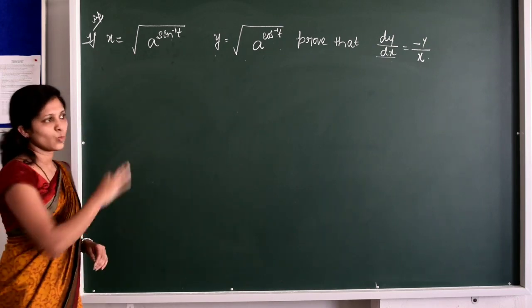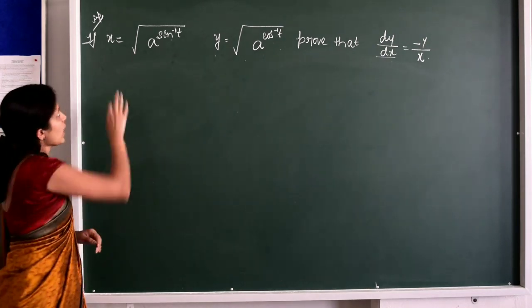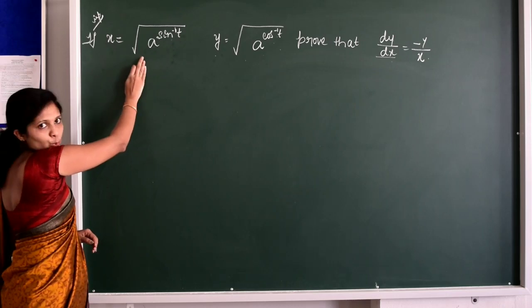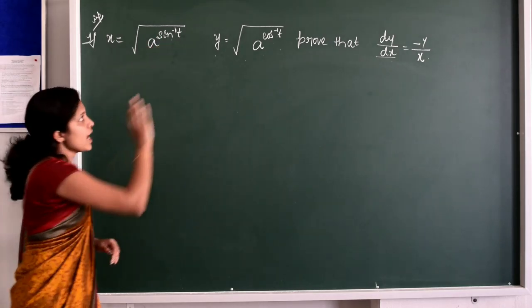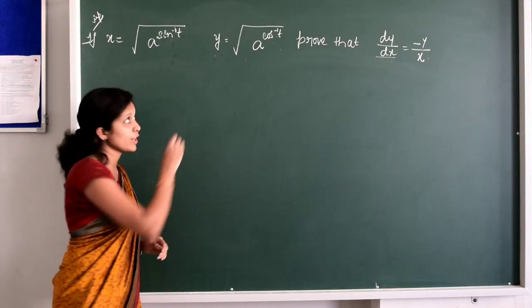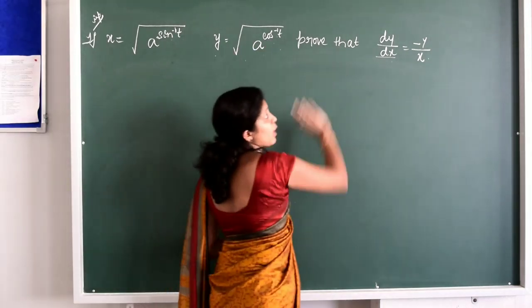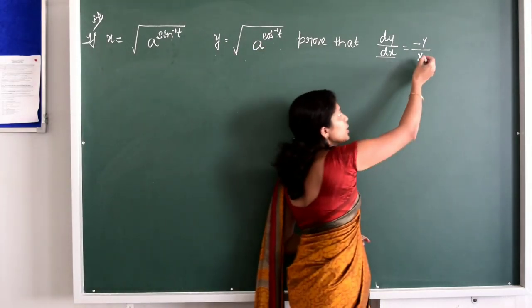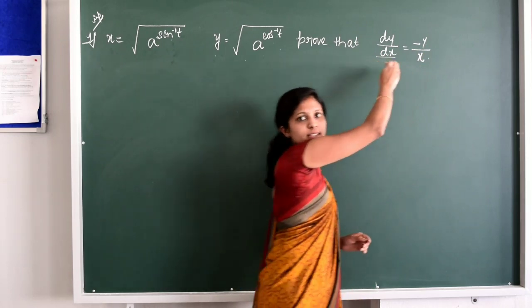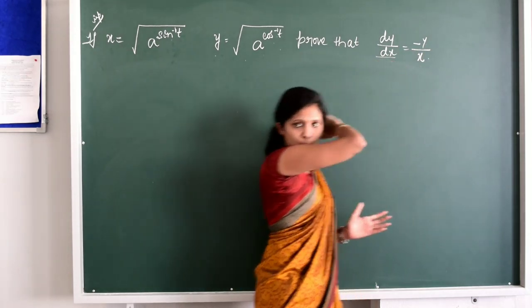See this problem. Once this was asked for 5 marks, you have to proceed. x is given as root of a to the power sin inverse t and y is equal to root of a to the power cos inverse t, and you have to prove that dy by dx is equal to minus y by x. So the answer is given here. So it will be easy, right? The problem is easy.